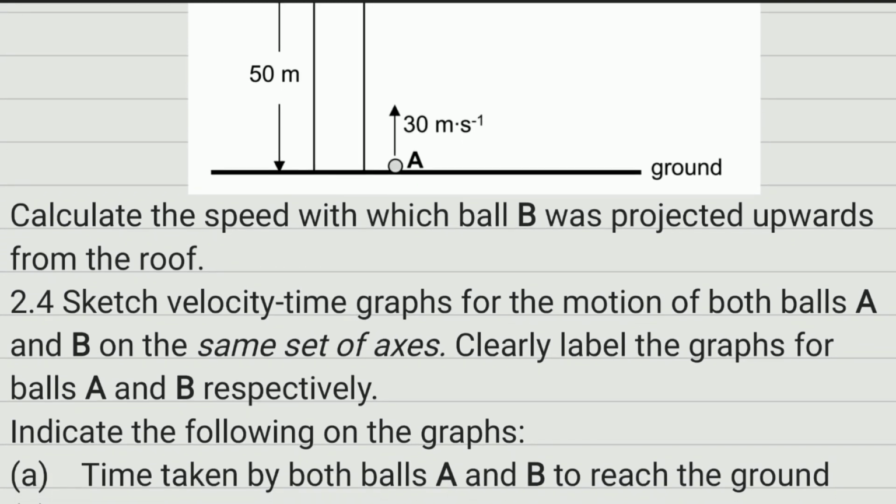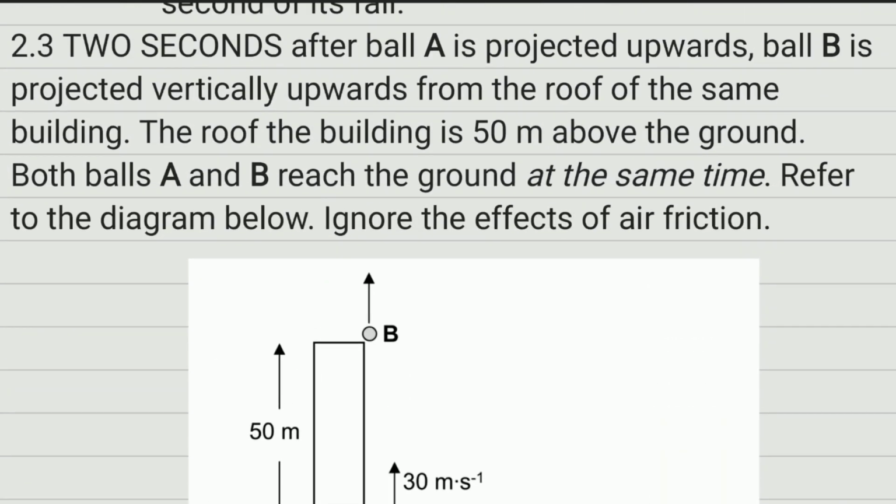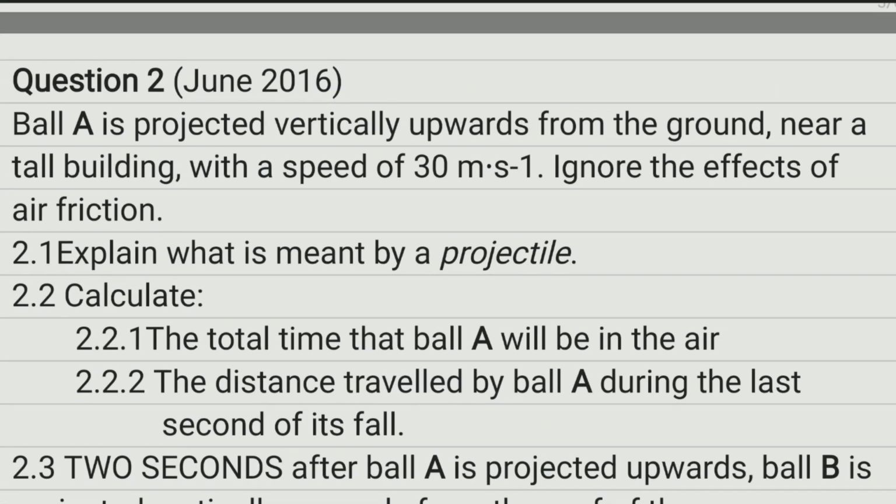Sketch a velocity-time graph for the motion of both balls A and B, and there are a few things that must be represented on the graph. So this question, as we said, is a little bit more tricky, so let's start to answer the question.